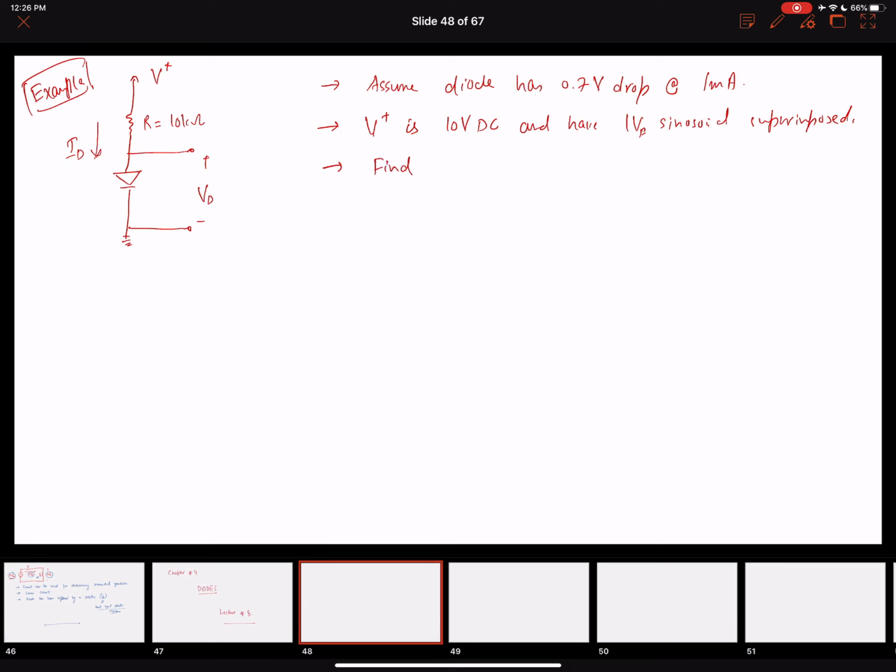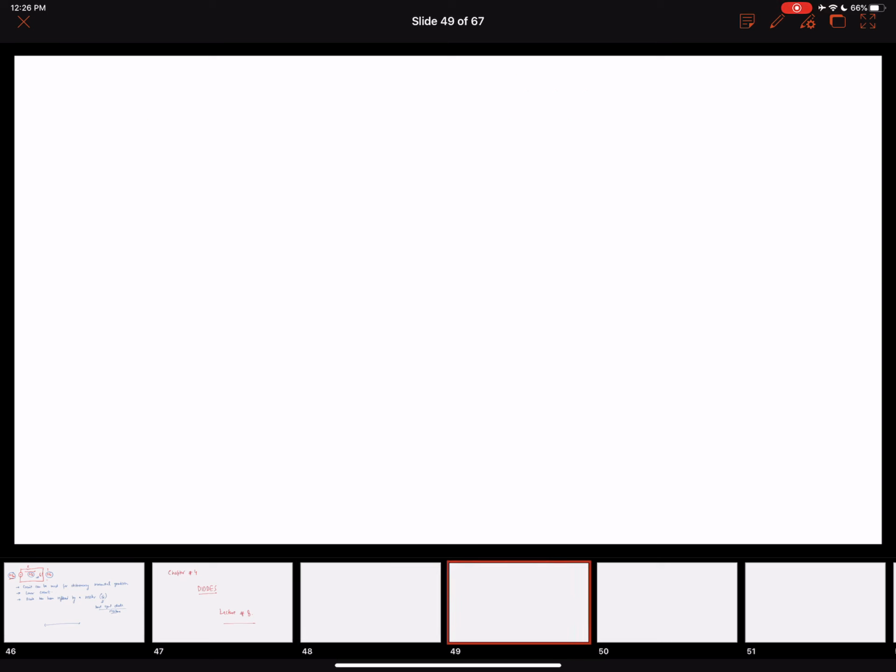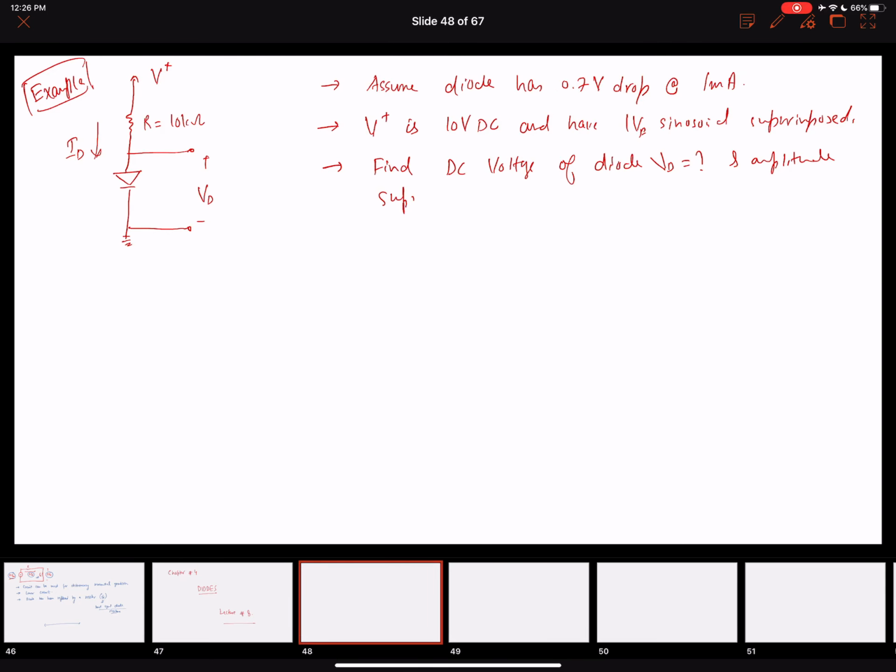We are interested in finding the DC voltage of the diode, which is VD. So we are interested in finding VD and the amplitude that is superimposed on it, or the sine wave that is appearing across it. So we are interested in finding that out as well, which will essentially be VD of t. We are also interested in finding out that incremental value. All right, so let's do the solution.